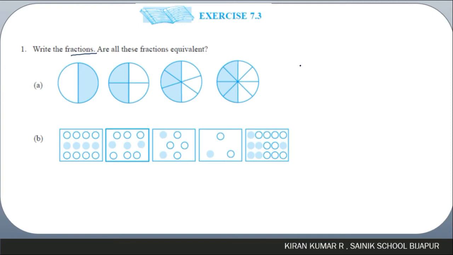Look at the first figure. One part is shaded, so it is 1 by 2. Two parts are shaded in the second figure, 2 by 4. Three parts are shaded out of 6 parts, 3 by 6. 4 parts are shaded out of 8 parts, 4 by 8. If you observe, this can be divided by 2, we get 1 by 2. This is divisible by 3, 1 by 2. This is divisible by 4, again we get 1 by 2.